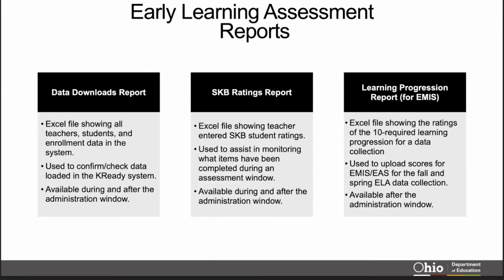Then finally, the report is the learning progression report for EMIS, and this will show the ratings of just those 10 required learning progressions. This is used for EMIS and for EAS for those reporting windows for both the fall and the spring. That's available after the administration window closes, as well as after that data manager cleanup portion. So it's usually around the end of November for the fall.